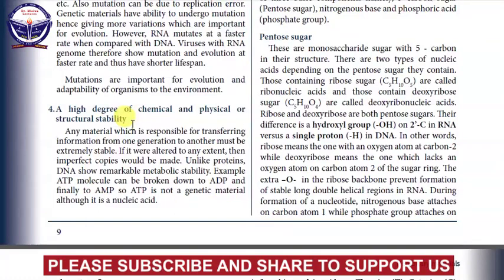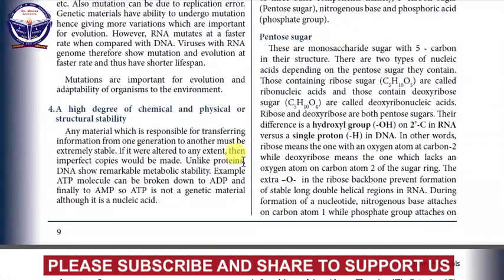You understand why DNA is used for the permanent storage of hereditary material, while RNA is used for the temporary storage of hereditary material. So any material which is responsible for transferring information from one generation to another must be extremely stable. If it were altered to any extent, then imperfect copies would be made. Manake kama haitakuwa stable, itatengeneza copy ambazo ni imperfect, copy ambazo hazijakamilika.